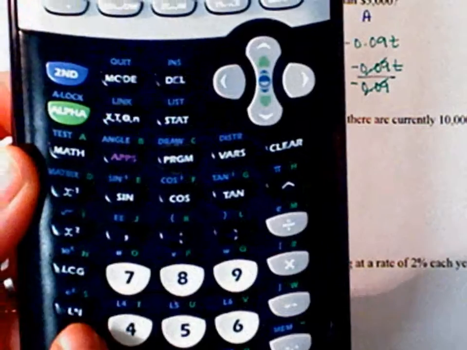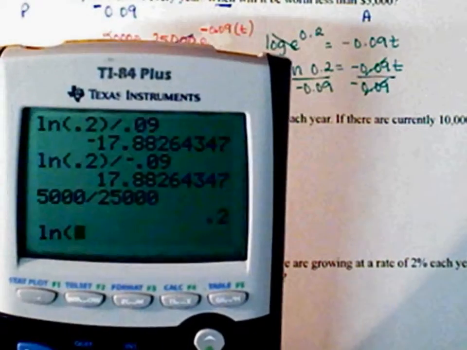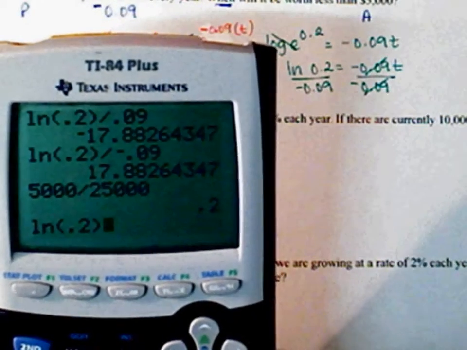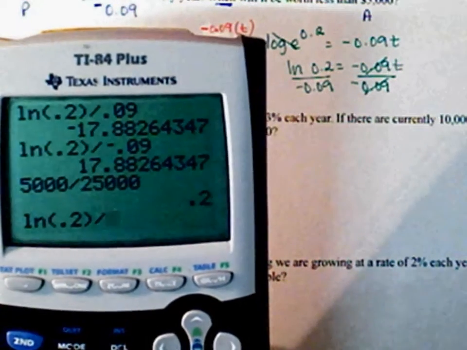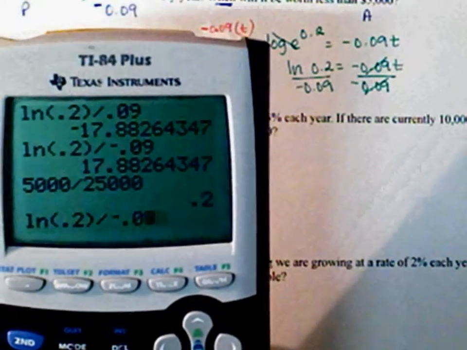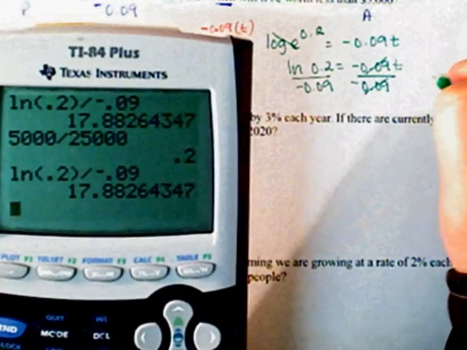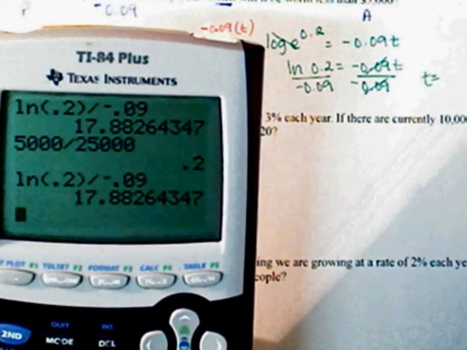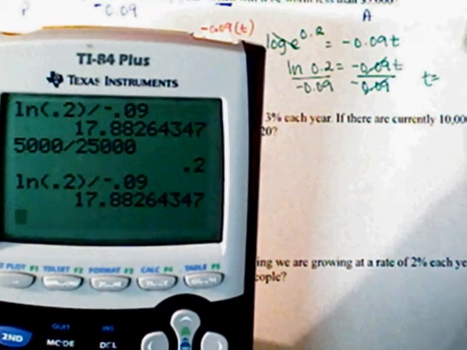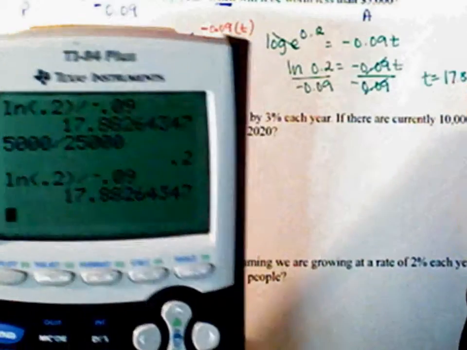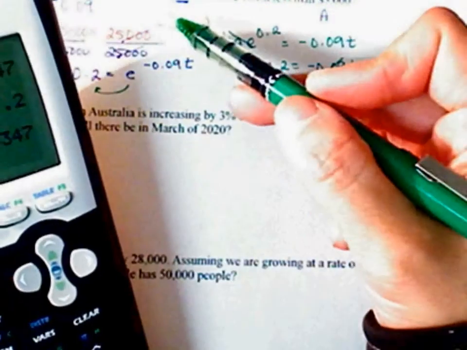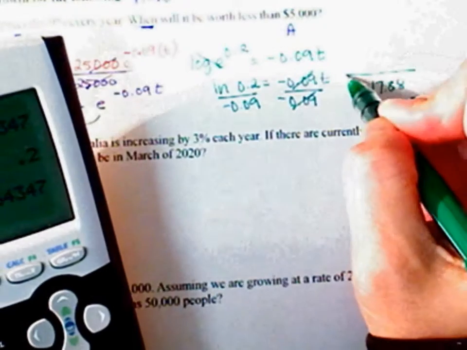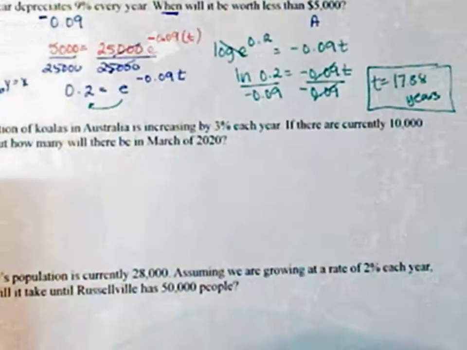Here's your natural log button right here. See that? So I'm going to type natural log 0.2. Put parentheses around your 0.2 because that's the only one that's using natural log. Divided by negative 0.09. Okay? So how long is it going to take for that car to be worth $5,000? 17.88 years. Because it says every year up here. There you go. So almost 18 years.